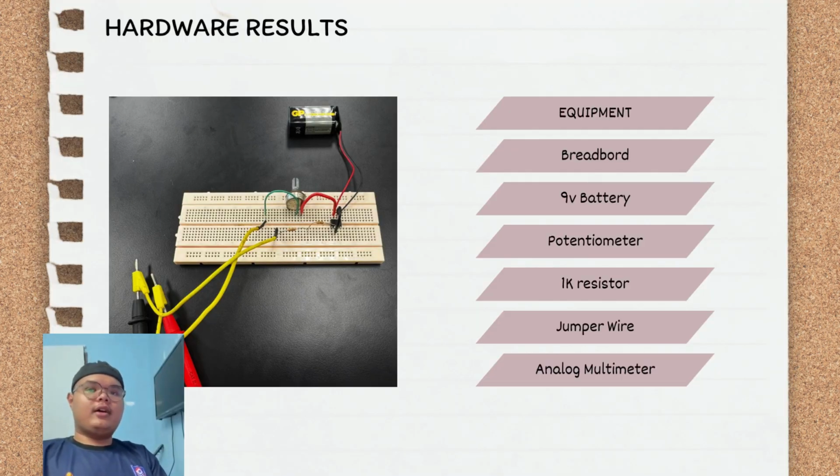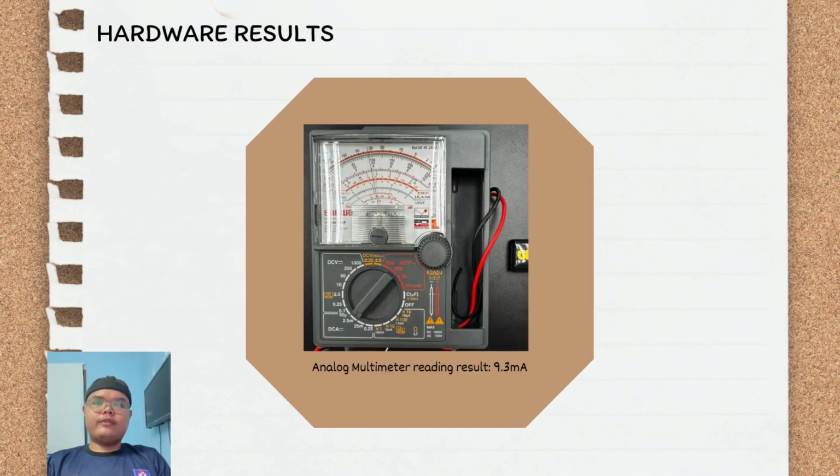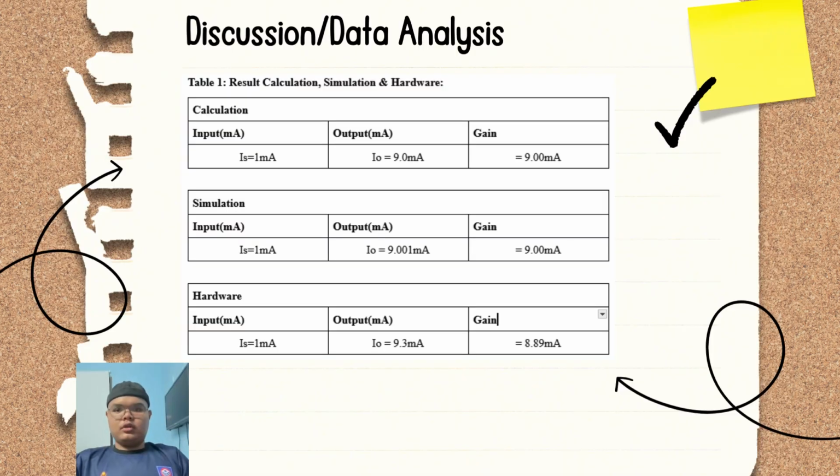So this is the hardware result. For the equipment, we use a breadboard, a 9 volt battery, a potentiometer which we set to 8 kilo ohms, two 1K resistors, jumper wires, and an analog multimeter. After we did the hardware test, the analog multimeter reading shows that the current in the circuit is 9.3 milliamp.